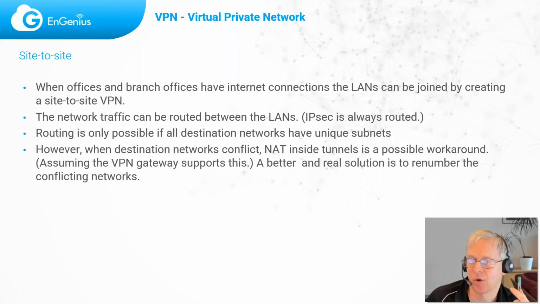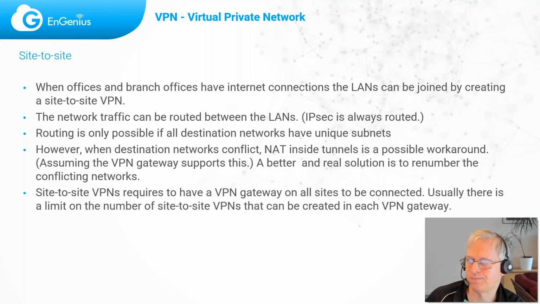That said, in some routers, it's not supported by ours, but some routers are able to do network address translation inside the tunnel. So when the traffic goes from one side to the other side, fake the remote IP addresses. But from my perspective, this is not a solution. At best, you would call it a workaround, and if there's any problem, it's so hard to troubleshoot. So renumbering the conflicting networks is the way to go.